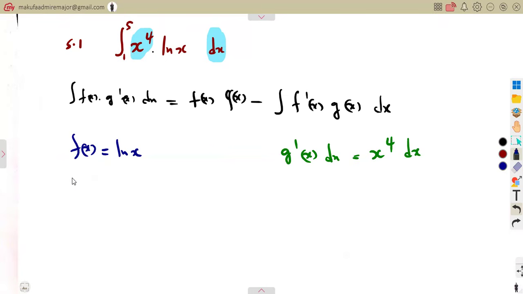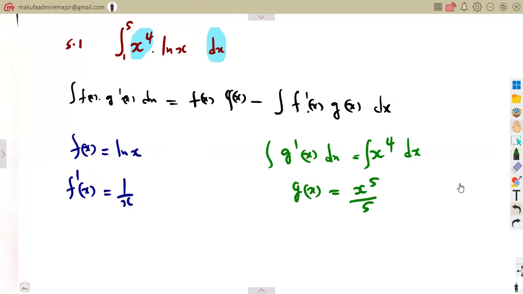From our f of x, what is it that we need? Its derivative. So the first derivative of a ln, that's 1 over x. And from this, we integrate so that we obtain our g of x, and that is adding the power, dividing by that new power. So that's it, guys. We can substitute into whatever that you are given.